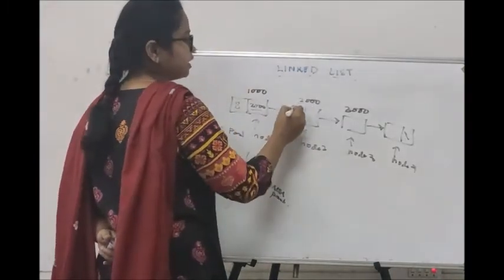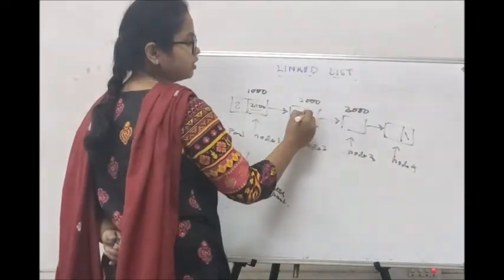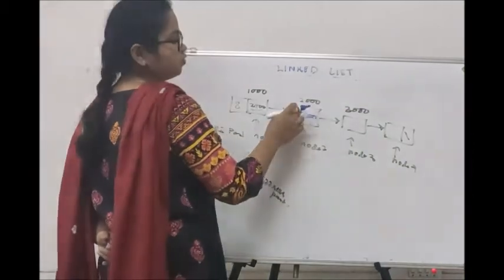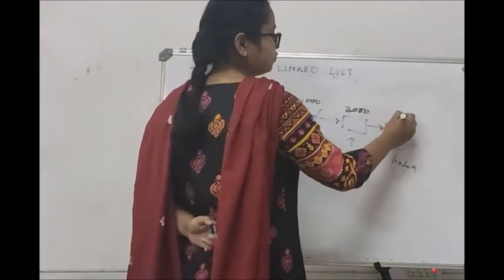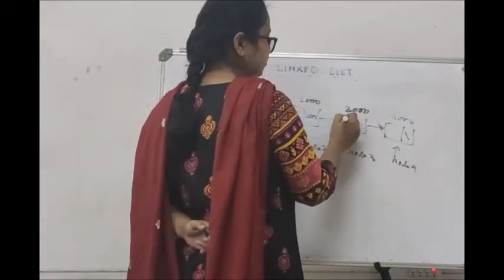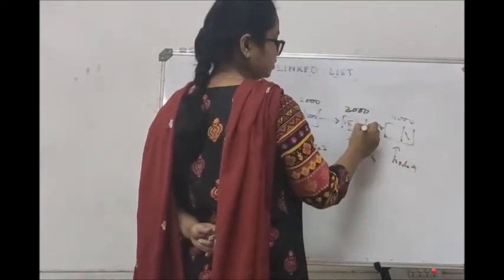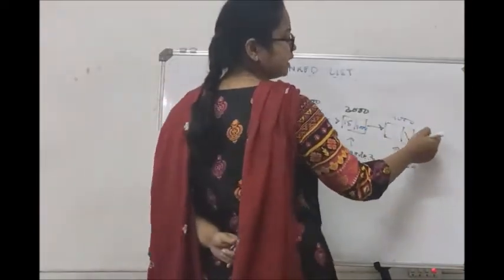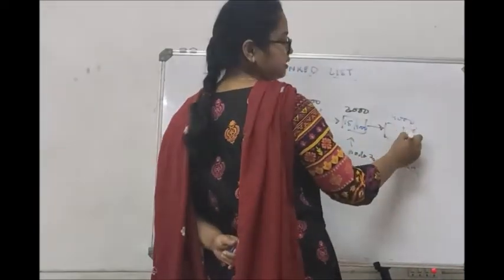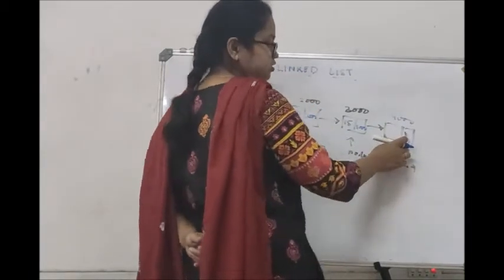Similarly, suppose the data here is 10, then what is the address part? It is pointing to 3000, isn't it? So it will store address 3000. Similarly, suppose this is at address 4000, having data 15, and it is pointing to address 4000, and this last one is not pointing to anything. That means it points to null. Null is defined by a slash sign here. So it is the last node.